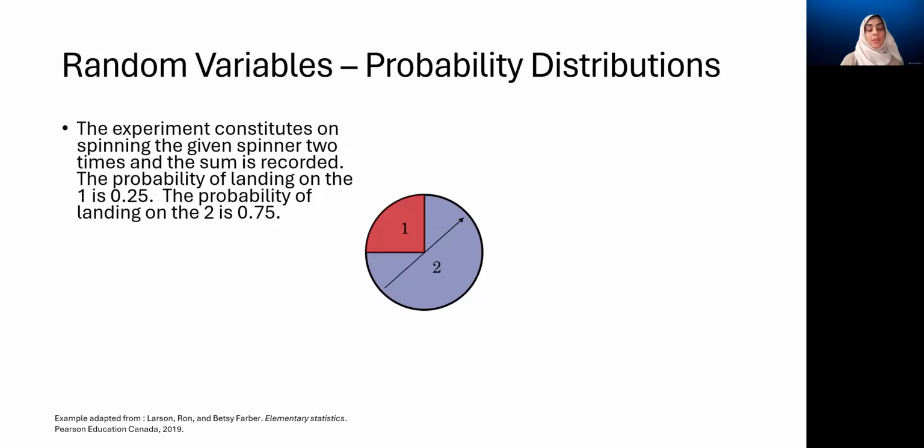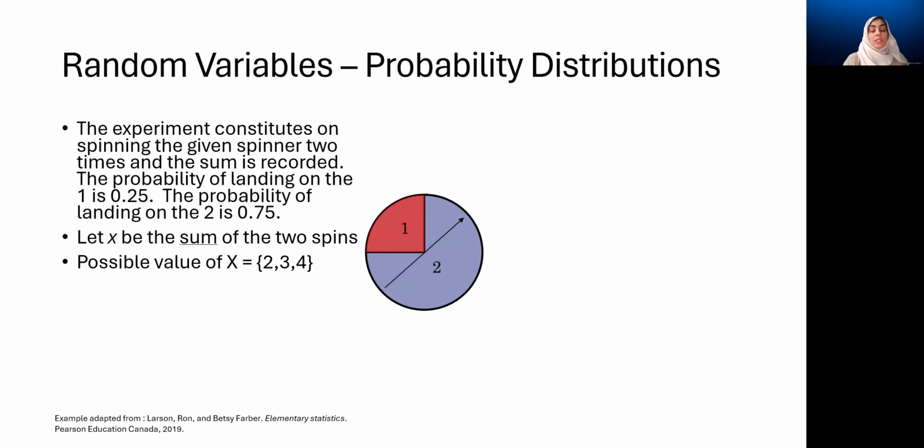Here we can carry this process out with the help of an example, and this will help us understand the process better. This is an experiment which consists of spinning this given spinner 2 times, and the sum is recorded. The probability of landing on 1 is 0.25, and the probability of landing on 2 is 0.75. Now, since x, the random variable that we're considering, is the sum of the 2 spins, we first need to list all the possible values that x can take on.